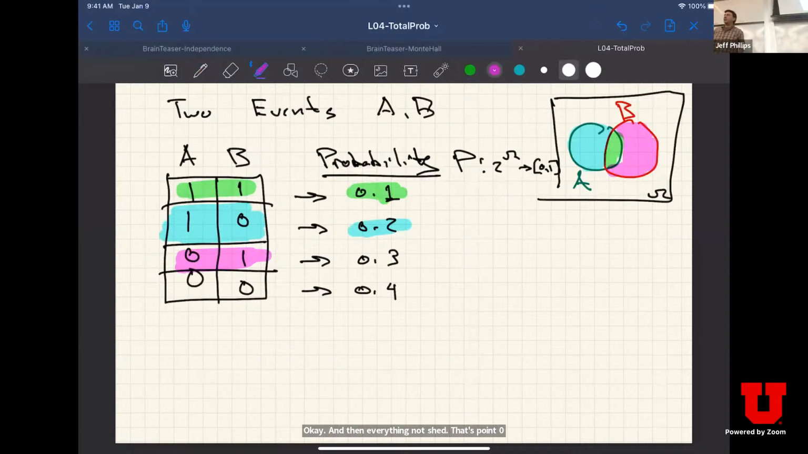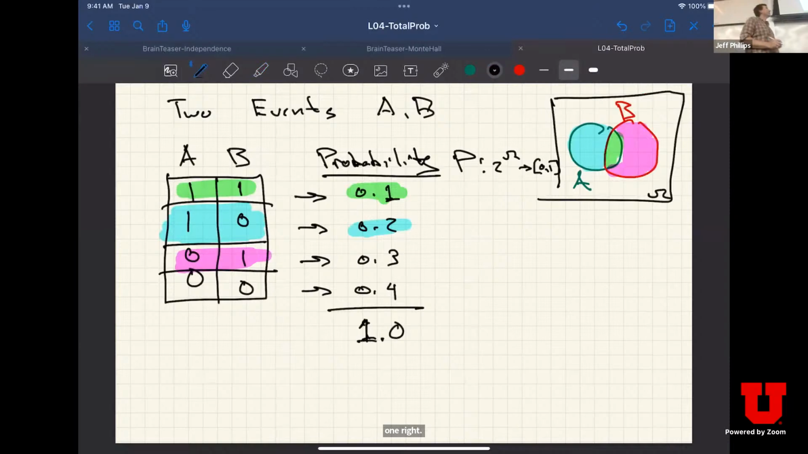So this is another way of thinking about it. If I did this correctly, 0.1 plus 0.2 plus 0.3 plus 0.4, these are disjoint, a partition, and they add up to 1.0. These probabilities are the only things that can happen. Either A happens or it doesn't, B happens or it doesn't, so these are the only 4 possible outcomes, and the sum of the probabilities has to add up to 1. This is a convenient way to think about it.